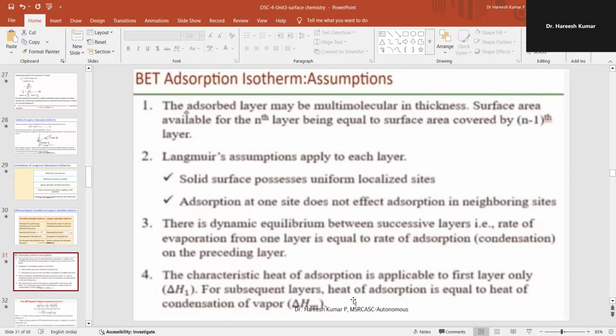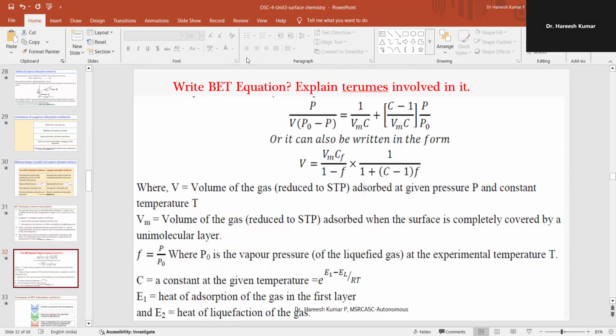For a subsequent layer, heat of adsorption is equal to the heat of condensation. These are the few points of assumption. Let's look into the BET equation. Here I am giving the two forms; you can write any one.